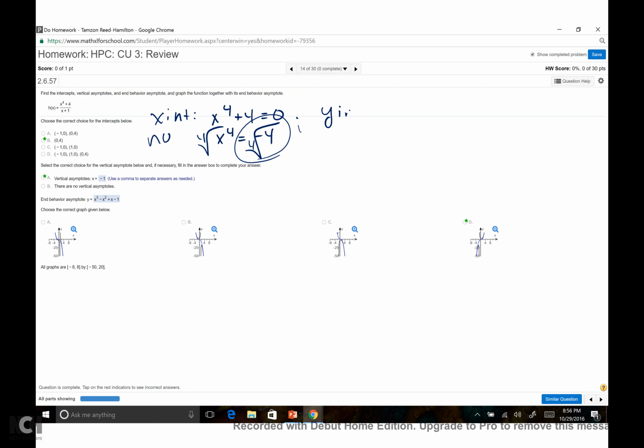To get my y-intercept, I find h of 0. 0 to the 4th plus 4 over 0 plus 1, that's 4 over 1, which is 4. So my only intercept, the y-intercept, is (0, 4).